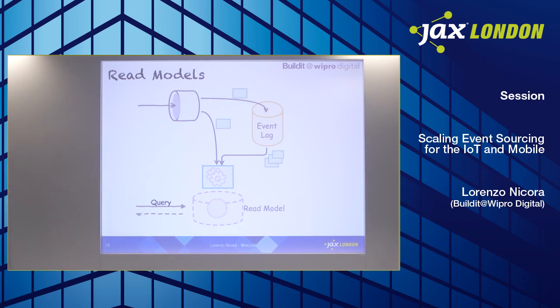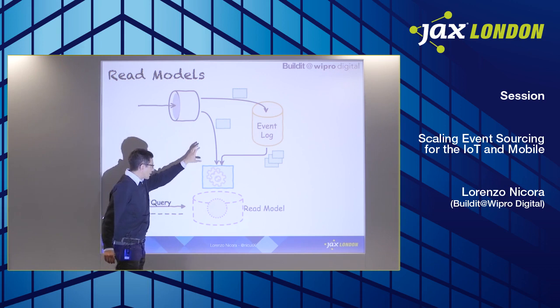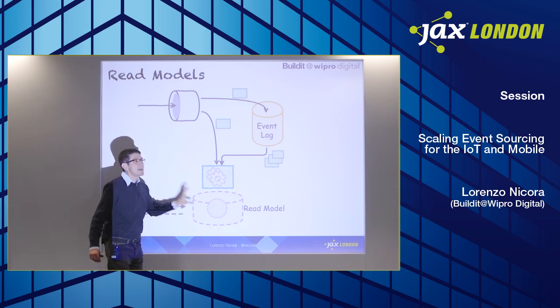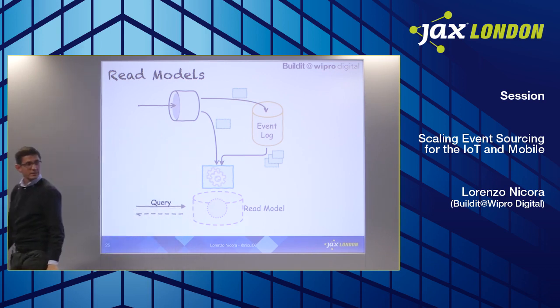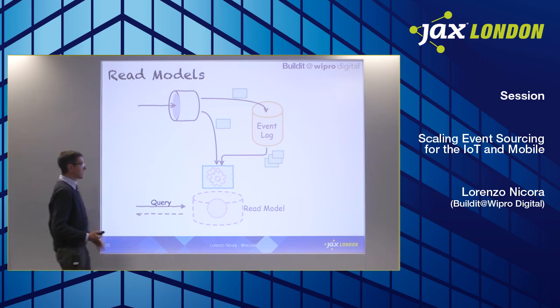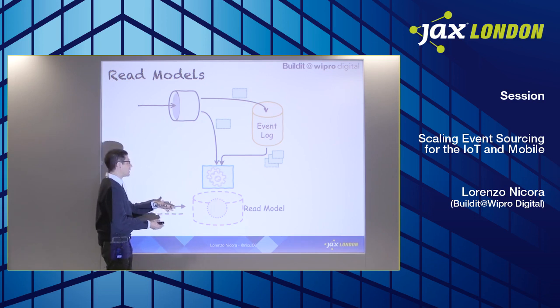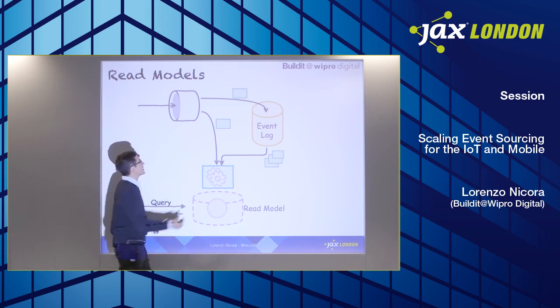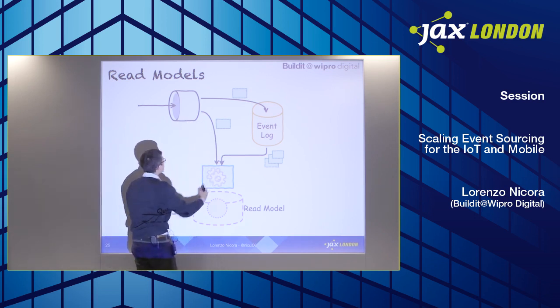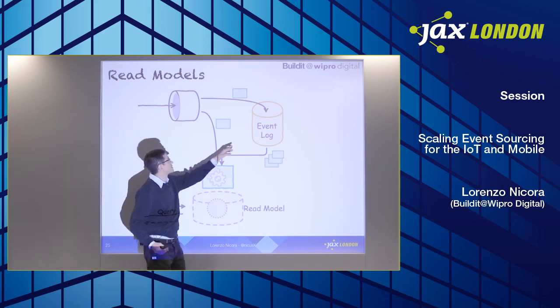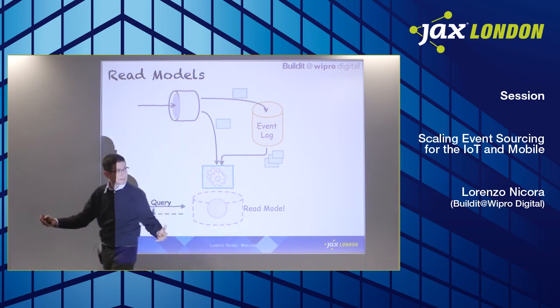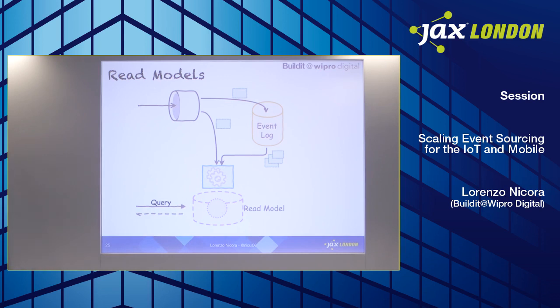Projection, there are many names around. Logically, they are the same thing. So the idea is using events and building an image of the state of our aggregate somewhere else, in a different data store, in memory, somewhere else. And the stream could come directly after processing the events or from the event log, depending on what you are doing. But you are building the state from events.